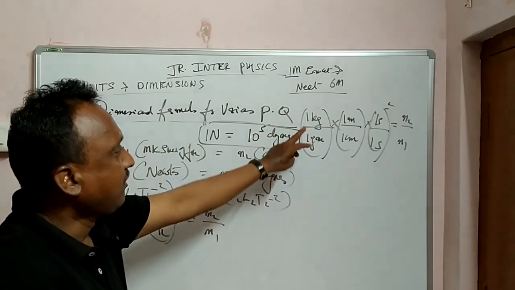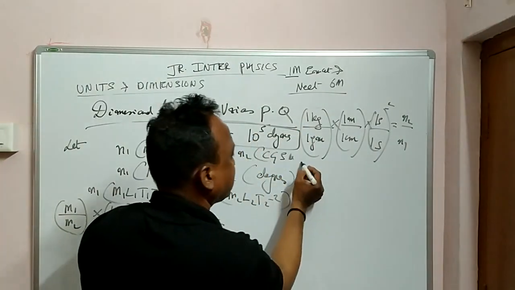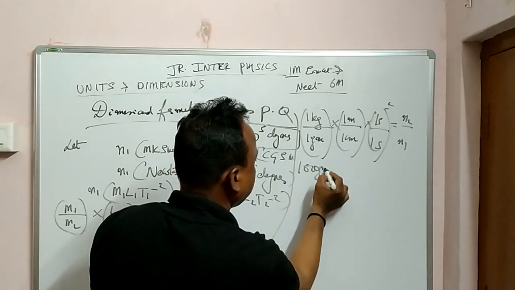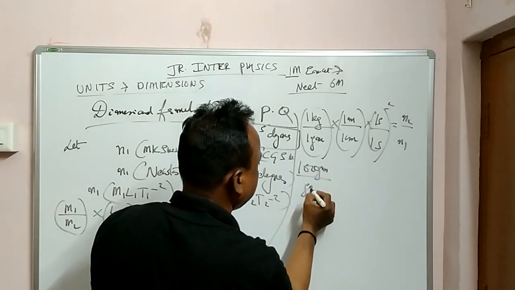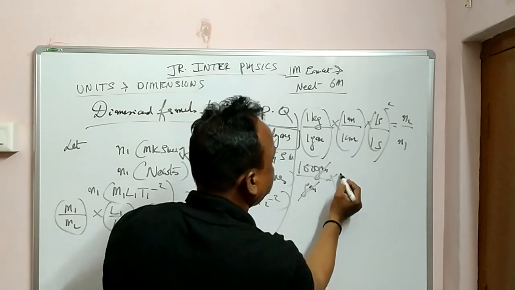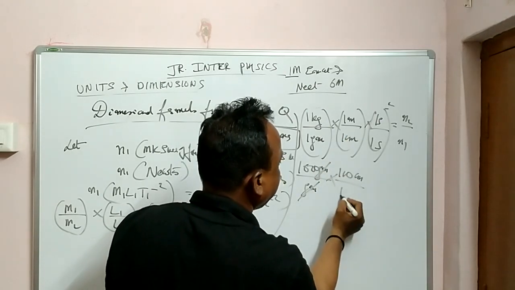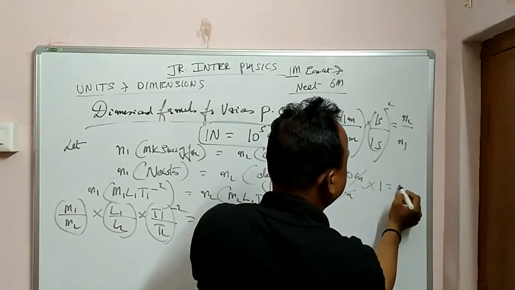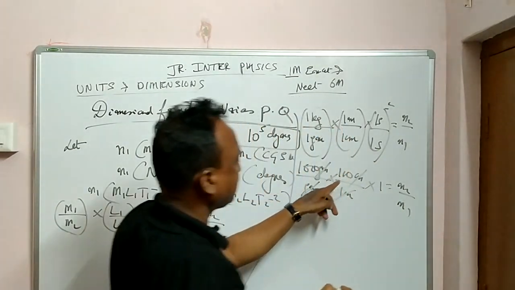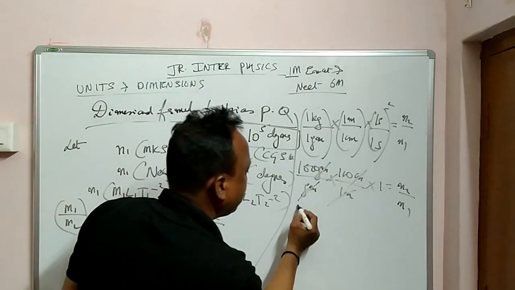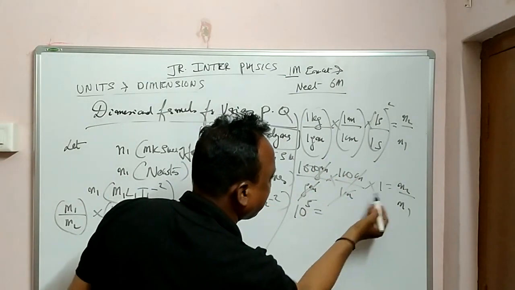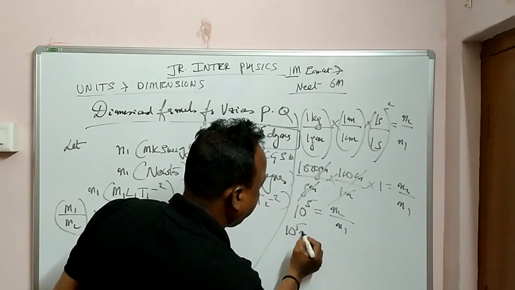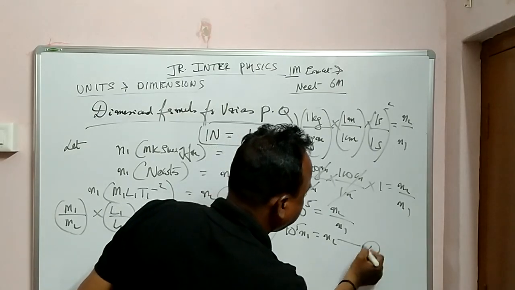Clear, all of you? Now 1 kg means how many grams? 1000 grams. 1 kg means 1000 grams by 1 gram. Gram cut. 1 meter means how many centimeters? 100 centimeters by 1 cm. cm cut. Into 1 cancel, 1 you will be getting, that is N2 by N1. How many zeros are there? 1, 2, 3, 4, 5. So 10 to the power of 5 is equal to N2 by N1, or 10 to the power of 5 N1 is equal to N2. Put it as equation 1.